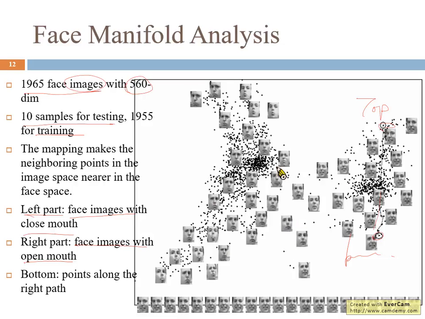Through this example, we can see that LPP can more appropriately describe the geometric structure, or the high-dimensional structure, of face images. Such a formulation can describe the differences of different facial expressions, either open mouth or closed mouth, or different viewing angles from the left face to the right face, and so on.